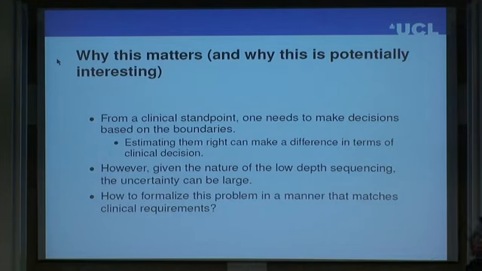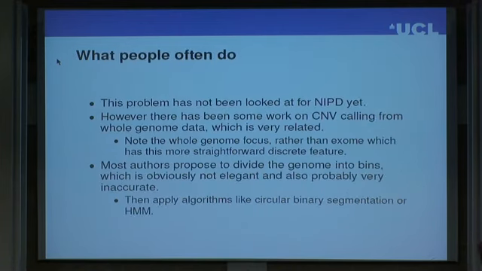So how do we formalize this problem in a manner that matches the sort of clinical requirements that parents want to hear? What people often do is not really appropriate for this problem. For NIPD, there is nothing that has been sorted in a very clean manner. There is some work on CNV calling for whole genome, but for exome, it's fairly straightforward due to the discrete feature of the data I mentioned.